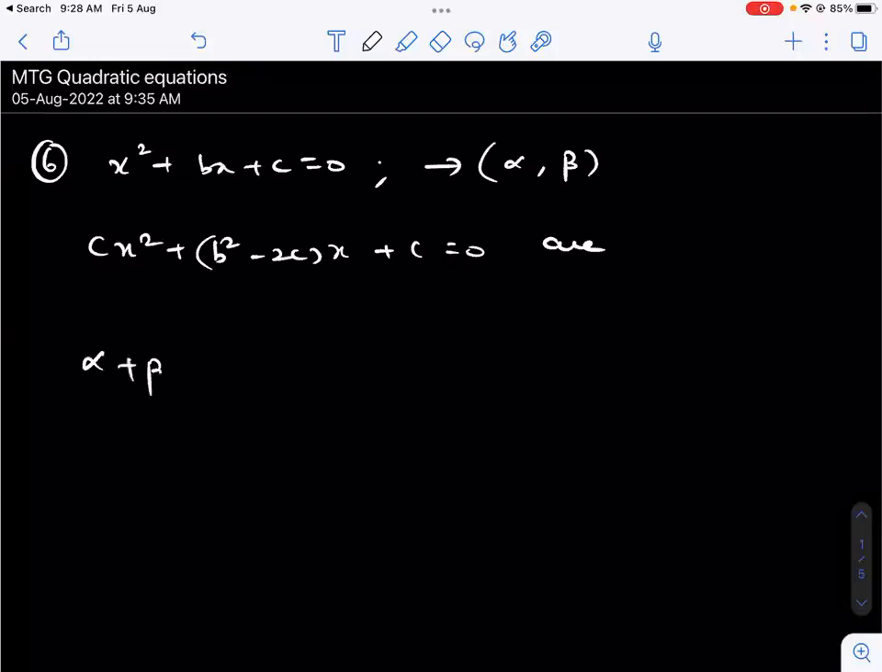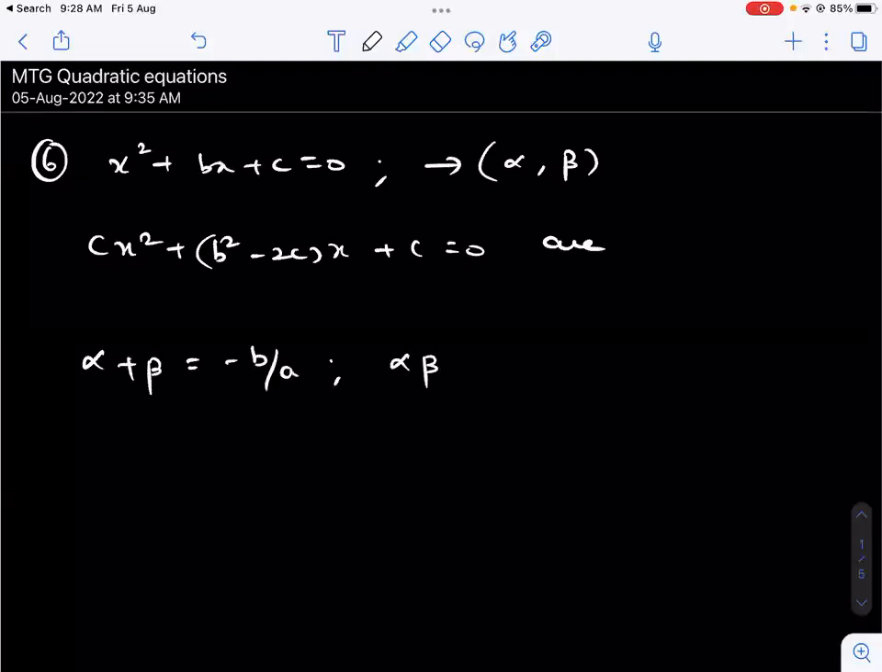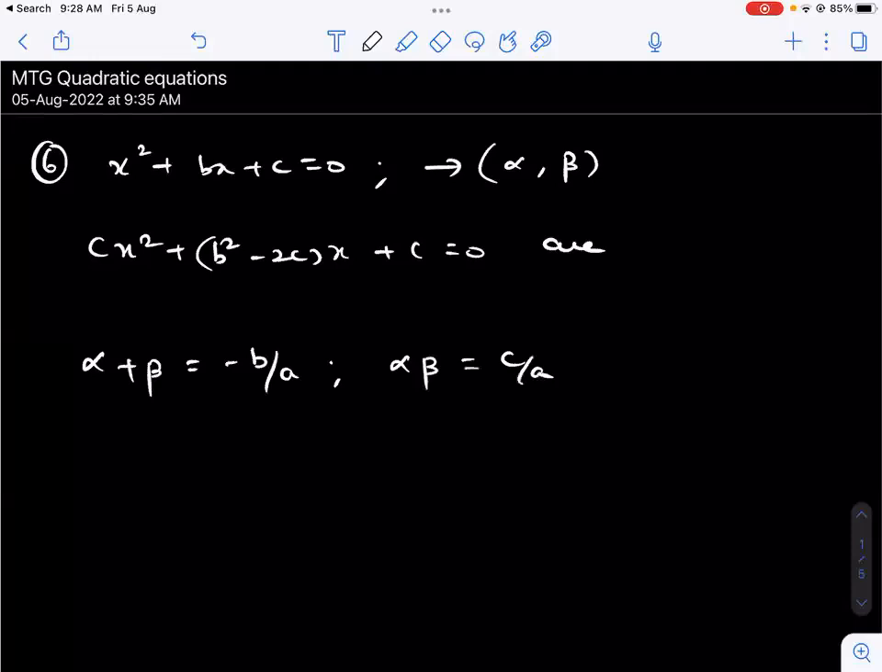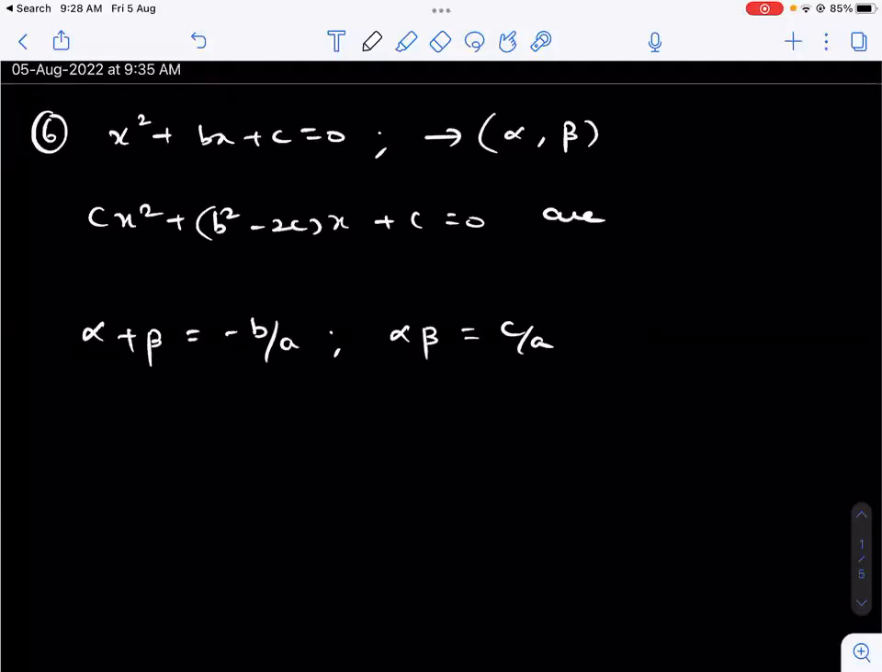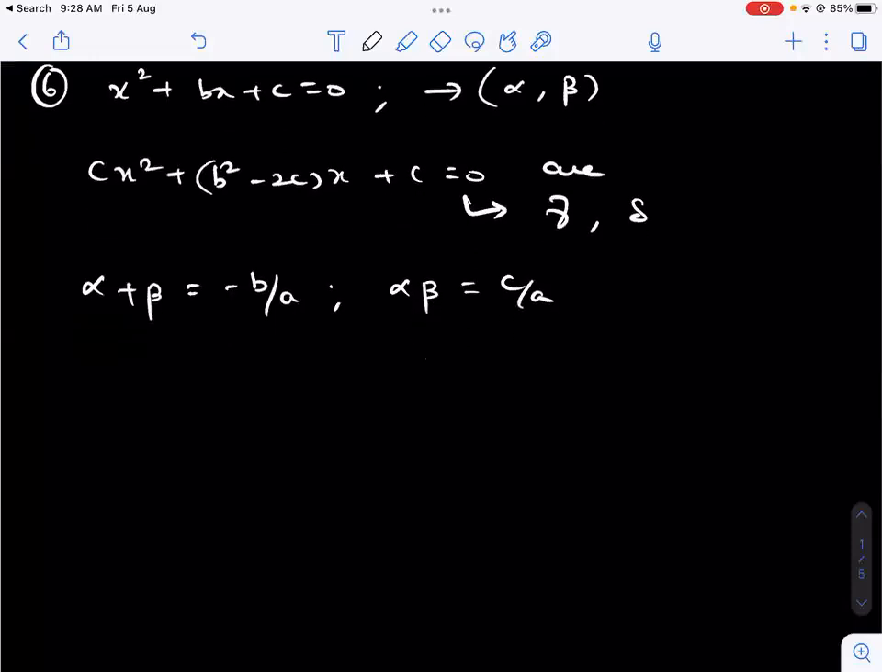So alpha plus beta is minus b by a, and alpha beta is c by a. Is that right? Right. So let the roots of the second quadratic equation be, can I take them as gamma and delta? Okay. Then what is gamma plus delta? Minus b square minus 2c divided by c. Is that right? Why?